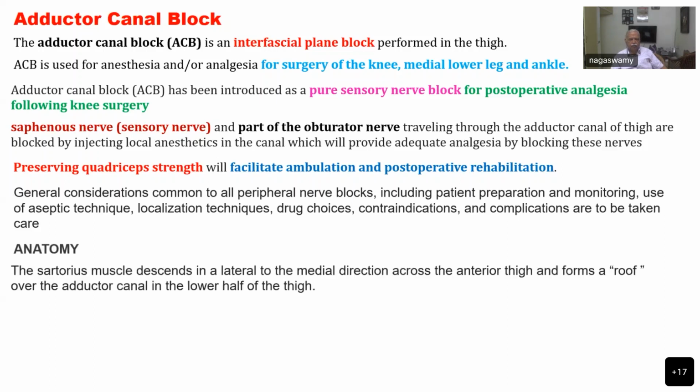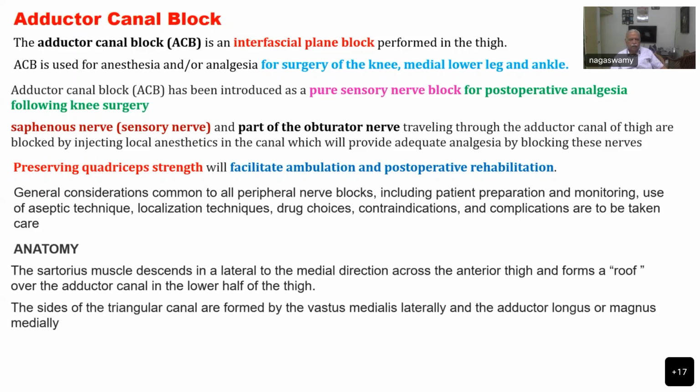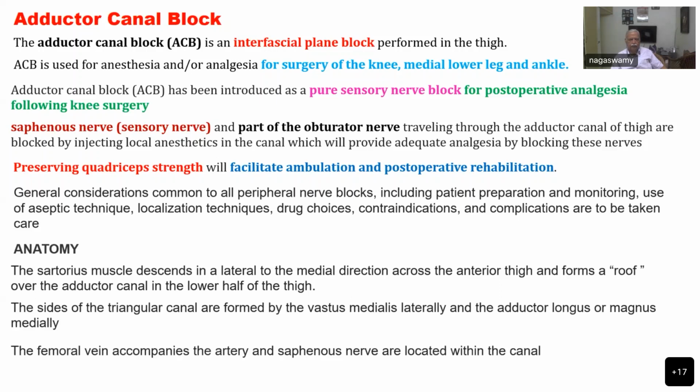And coming to the anatomy, the sartorius muscle descends in a lateral to medial direction, it goes across the anterior thigh, forming the roof. And the sides of it, it's more or less a triangular canal formed by the vastus medialis laterally and the adductor longus and magnus medially. The femoral vein accompanies the artery, and the saphenous nerve is located within the canal. Okay.